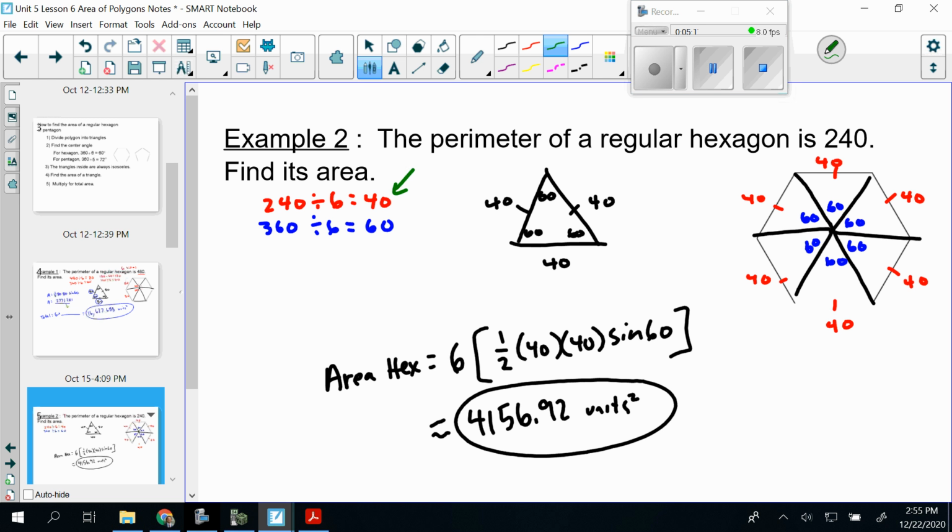So if you take the perimeter, divide by 6, all the sides are 40. If you take 360 divided by 6, all these interior angles are 60, and they should be with any hexagon. Just looking at one then, kind of like the last problem we did, if you find those other two angles, they both are 60, meaning it's equilateral, all sides are the same. We can use our trig area one of half times 2 sides times sine of the included angle, and then because we got 6 triangles, let's times it all by 6, and you should have gotten this for the answer.